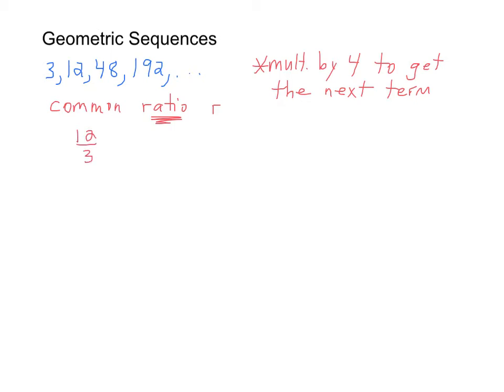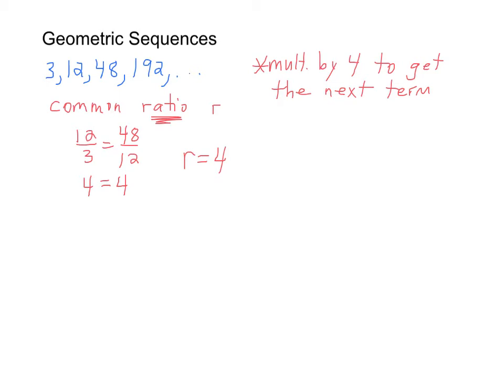If we were to work backwards and do the second term divided by the first term, that's going to be the third term divided by the second term. You can see here that we have a common ratio of 4. So the r value is 4 in this geometric sequence.